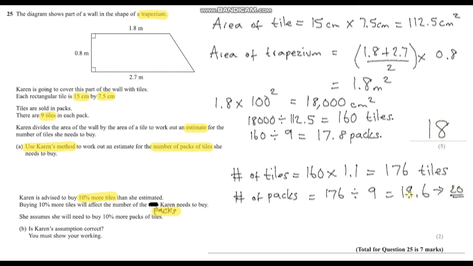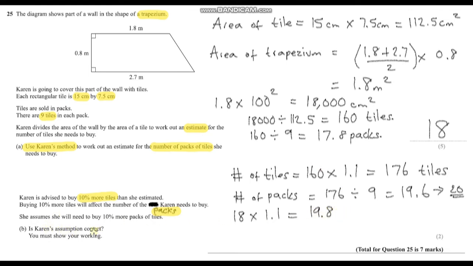So is this an increase of 10%? Well, let's work it out. So what is an increase of 10%? If we started off with 18 and we wanted 10% more packs, well, we're just going to multiply that by 1.1. So 18 times 1.1. And that gives us 19.8 packs.